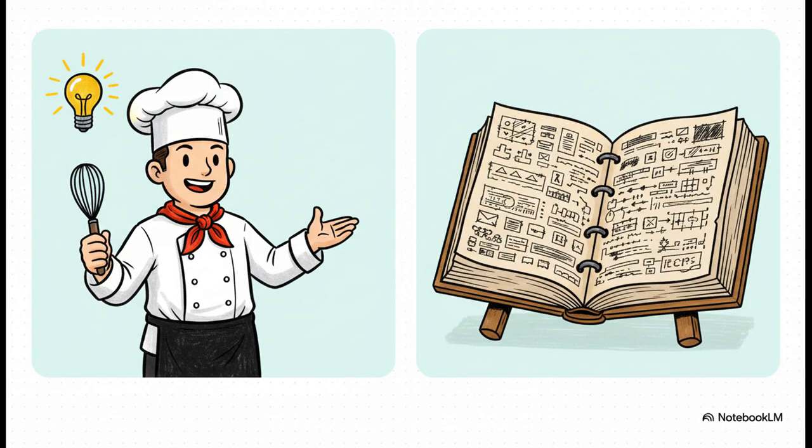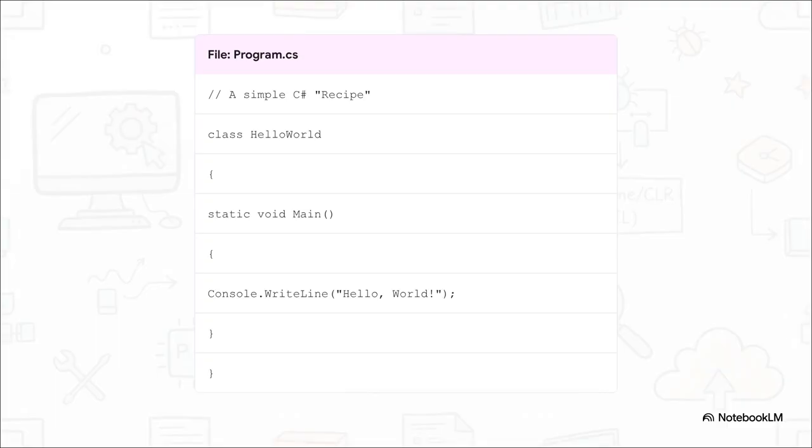So, in our kitchen, you are the chef. You're the creative genius. And your C# source code, well, that's your prize-winning recipe. Every single line is a precise instruction for creating something amazing. And when I say precise, I mean really precise. Take a look at this super simple Hello World example. Every capital letter, every curly brace, every semicolon, it all has to be perfect. Because when you're giving instructions to a computer, there's just no room for ambiguity.